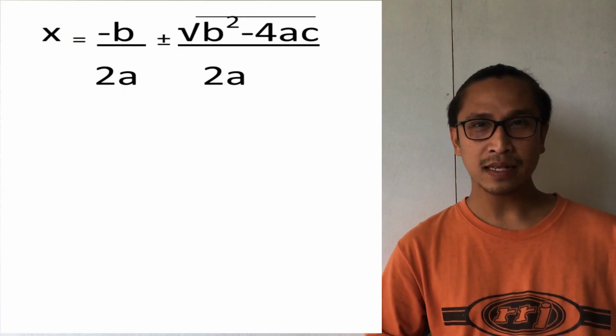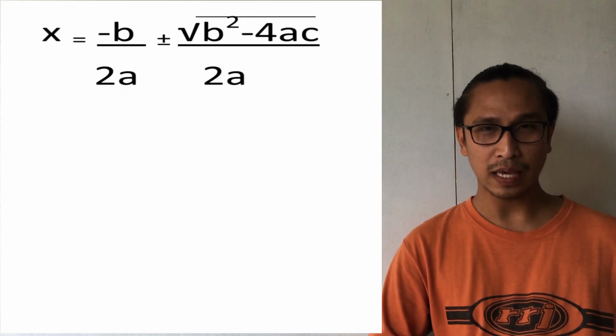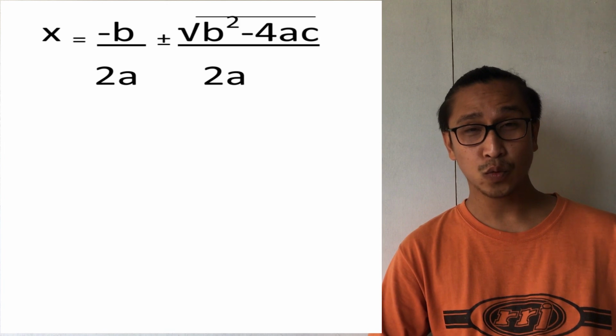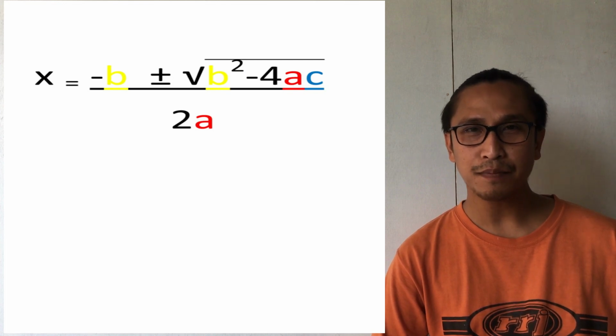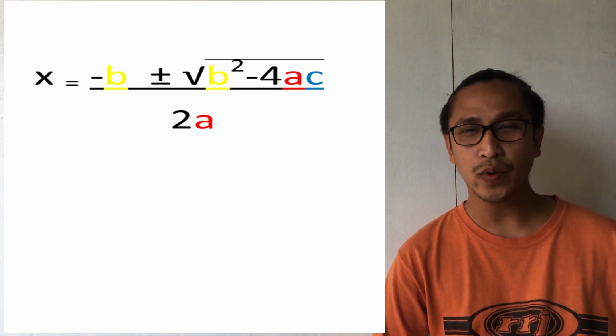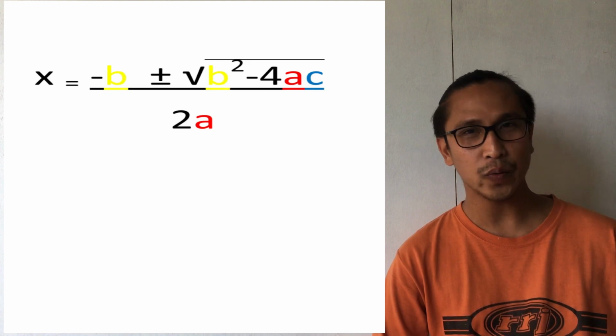So we now have x is equal to negative b over 2a plus or minus the square root of b squared minus 4ac over 2a. This is the quadratic formula: x is equal to negative b plus or minus the square root of b squared minus 4ac, all over 2a.